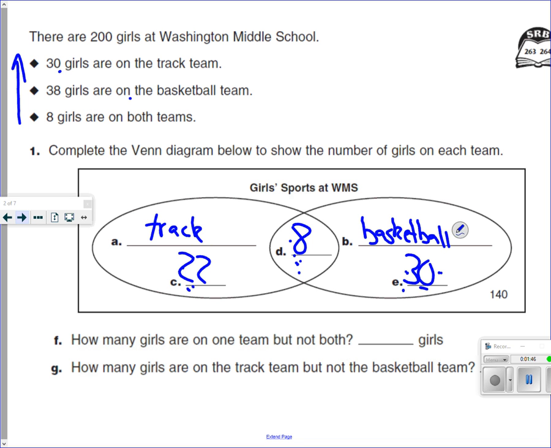How many girls are on one team but not both? I have 22 girls on one team and 30 girls on the other. I'm going to do 22 plus 30, so that gives me 52 girls that are on just one team. The last one is how many girls are on the track team but not the basketball team? That leaves me with this answer, which is 22 girls. I can't count the 8 because these girls play basketball.